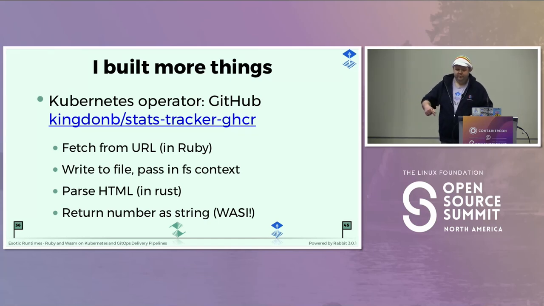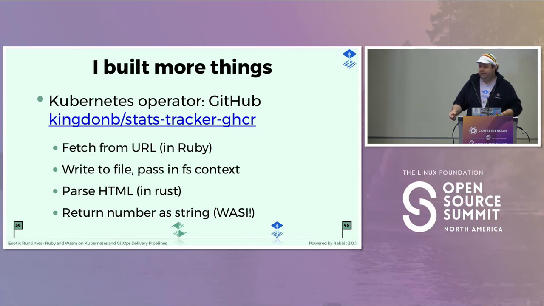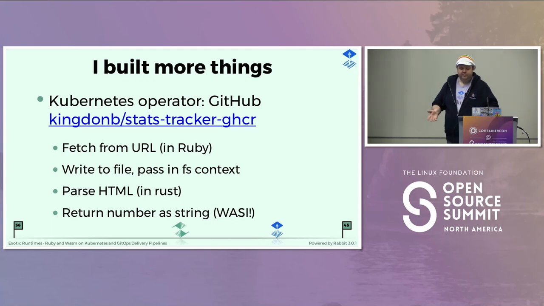That sub-resource goes and fetches that page that I was talking about that has the number on it, saves it in a file, passes it to our Wasm module, which we'll also talk about. It's inside of this repo. And then the Wasm module returns the number parsed from the HTML as a string. Since we said string return types was a difficult thing, and WASI helps us solve it. This is a proof.